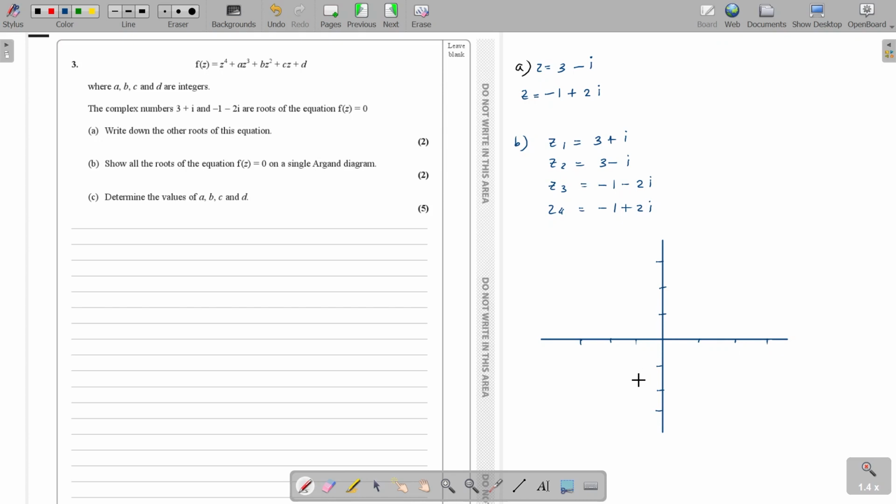Okay, so it's 3 comma 1, 3 plus i. So this is the 3 comma 1. The next one, 3 minus i. And then minus 1 minus 2i, and then minus 1 plus 2i.